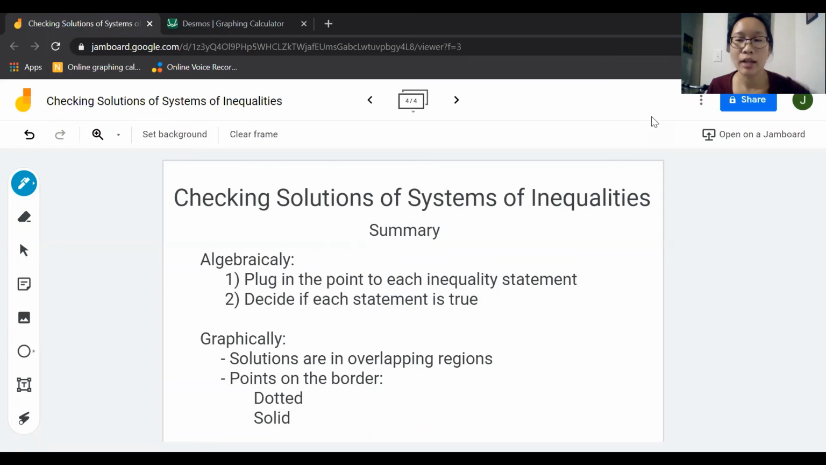Let's summarize. To find out if a point is a solution to a system of inequalities, algebraically, you plug in the point to each statement and see if it is true. If all your statements are true, then it's a solution. On a graph, you look for points that are in the overlapping regions. If your points are on the border, you have to pay attention. If the border is dotted, then it is not a solution. And if it is solid, it is a solution.